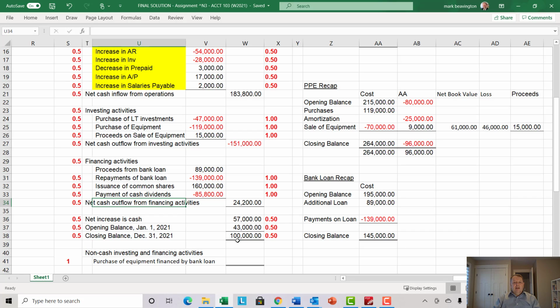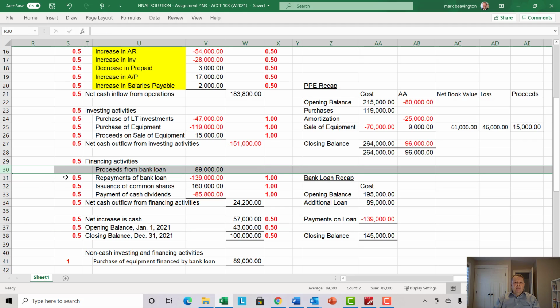So in this case, yeah, it'll balance, but this is where the twist comes in. So on here, we have some non-cash investing and financing activities. What happened was we bought that equipment for $119,000, but we got an $89,000 loan. So we didn't actually pay out $119,000. We paid out $89,000 less. So what we do is we actually remove this line right here, the proceeds from the bank loan. We get rid of that, and we're going to also take it out of the purchase on equipment.